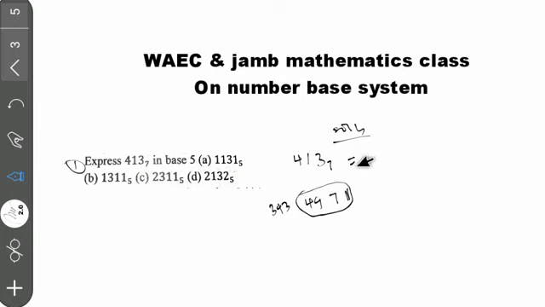Now how do you apply it? Let me write it out. We have 4, 1, 3, all in base 7. Now the code in base 7 is equal to this. The first thing here is that this 3 is multiplied by 1, the first code.